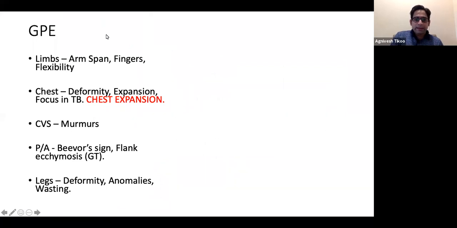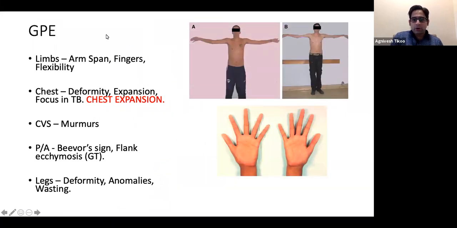In the general physical examination, you can also check the hands and arms. We normally call it the vertical and horizontal span. Vertical span is the height of the patient, and horizontal span is the distance from the tip of the middle finger to the tip of the middle finger of the other hand. Normally they both are equal, but if you have a patient whose upper limbs are longer than the lower limbs, it can happen in Marfan syndrome or even some other collagen vascular disorders.